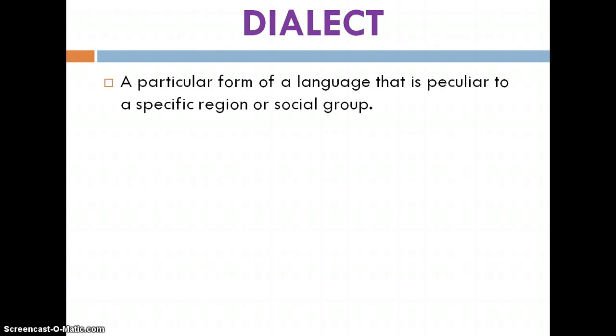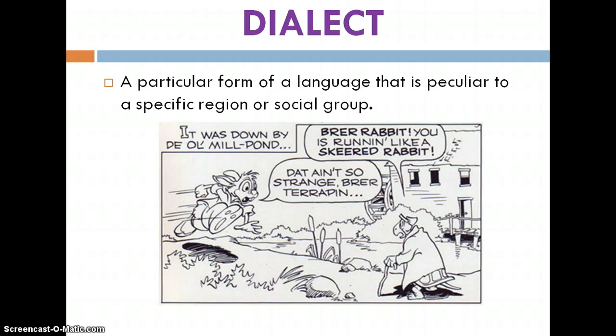Dialect is when there's a particular form of language that is peculiar to a specific region or social group. People often think of a southern dialect. They think of it as being a country dialect in class, like this particular cartoon shows. That doesn't have to be the case. It doesn't have to be an accent either. It can just be the use of a word.